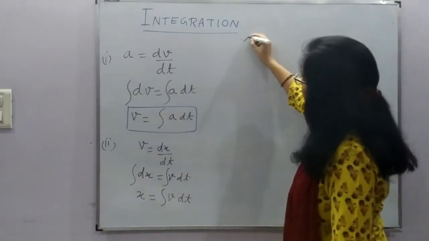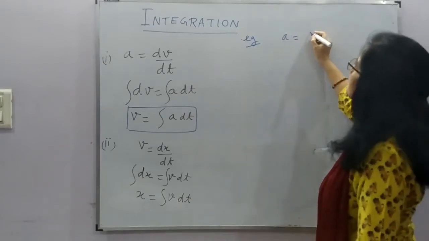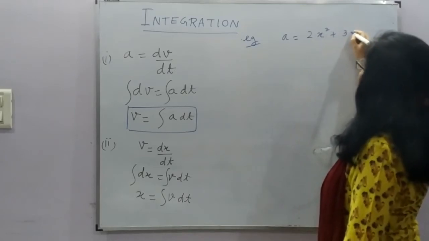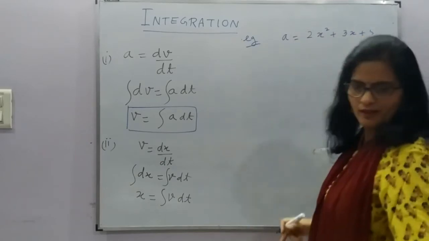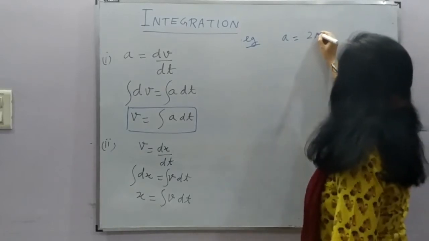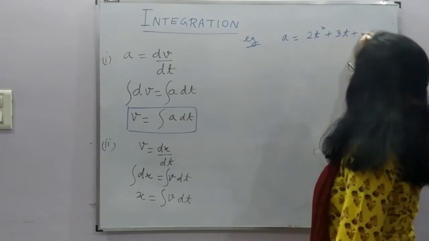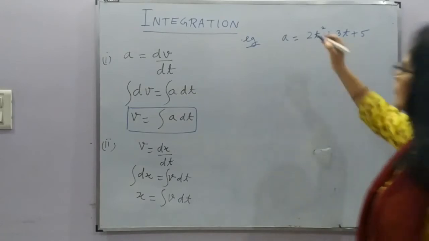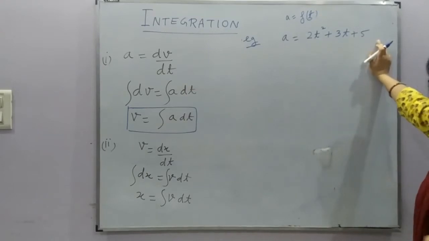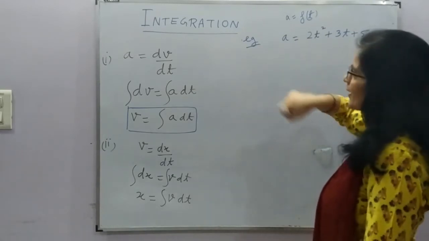Now the example I am taking here is, for example, if acceleration is given by 2t square plus 3t plus 5. Acceleration is a function of time, right? So I don't have to use x here. So this is, suppose, 2t square plus 3t plus 5. So acceleration is a function of time. That's why this expression is given as the variation of acceleration with time. So what we have to do is we have to find the velocity.